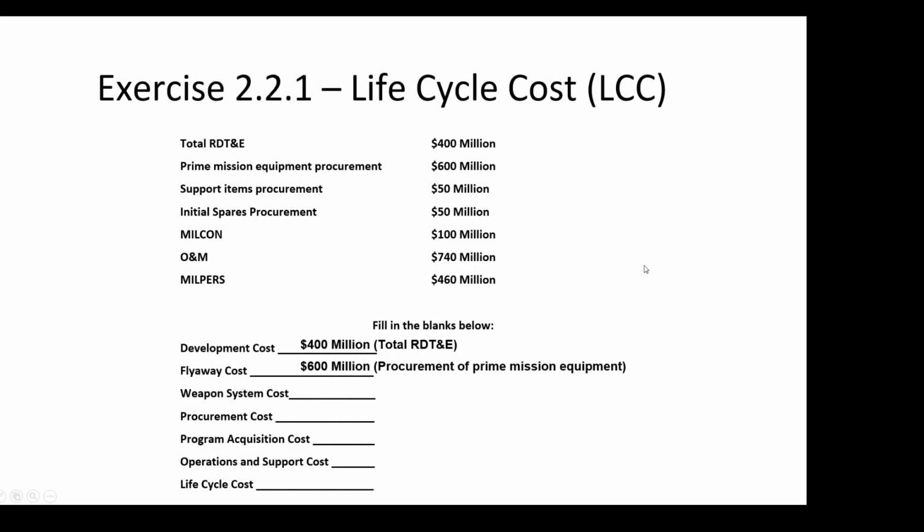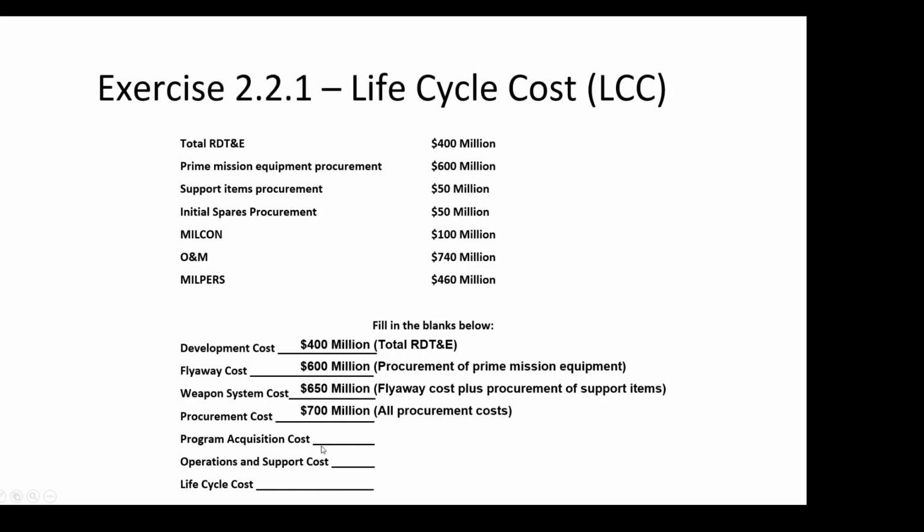Weapon system cost, I said, was the prime plus the support. Flyaway cost, which is this guy, 600, plus the support of 50 is 650. That's my weapon system cost. Procurement cost, I said, was adding up all my procurement. So this one has the word procurement. That's 600. That's 50. That's 650. That, plus another 50, is 700 million. That's my procurement cost. All my procurement dollars.